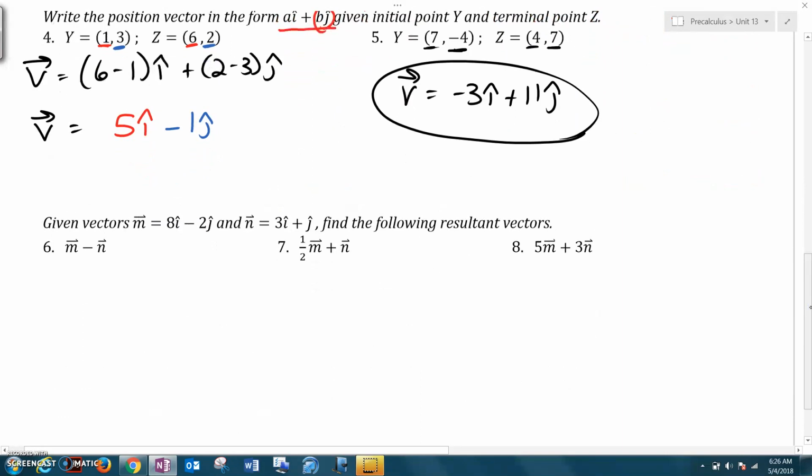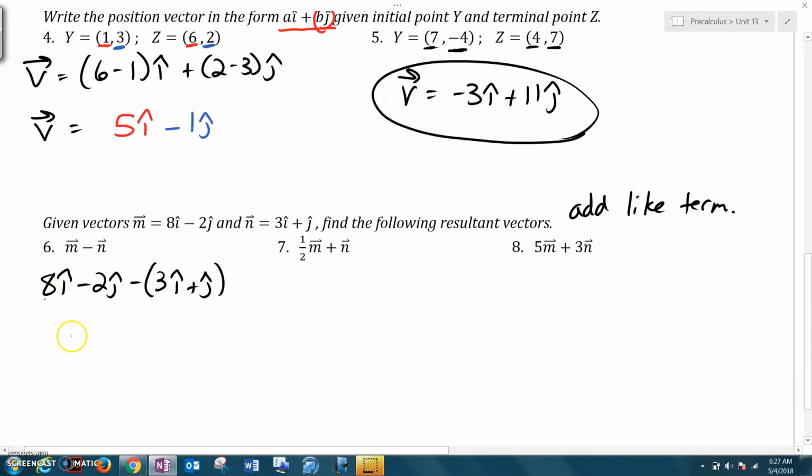Alright, finally, this is just adding and subtracting vectors without graphing them. Basically add like components. So, like what you did in algebra when you added x's together and y's together, you're going to add and subtract the j's and i's together. So m minus n is 8i minus 2j minus parentheses. Don't forget to distribute this negative. A lot of people forget that when you subtract two things. So 8 minus 3 is 5i. Negative 2 minus 1 is negative 3j. So that would be my final answer.